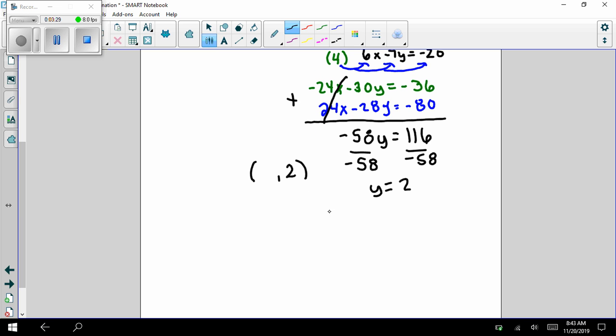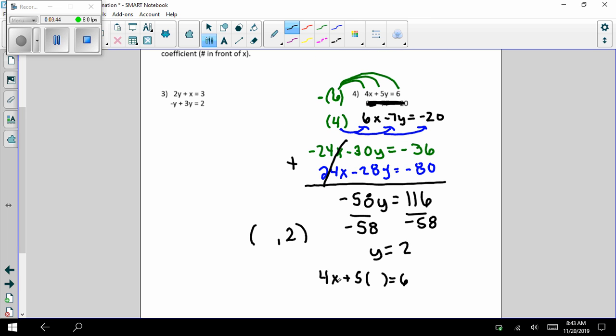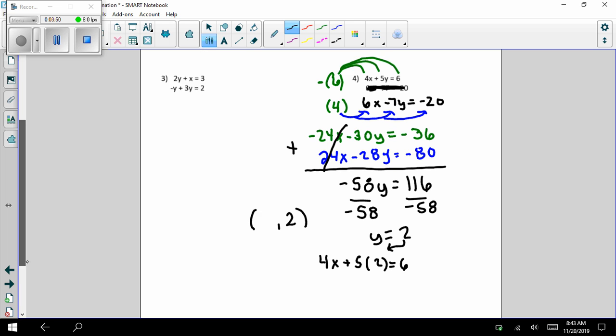So I'm going to rewrite everything except for the y. So I'm going to write 4x plus 5, leave a space, and that equals 6. I'm going to double check up here that I wrote that correctly. 4x plus 5y equals 6. Perfect. The 2 goes in my space for the y. We're going to go ahead and solve.